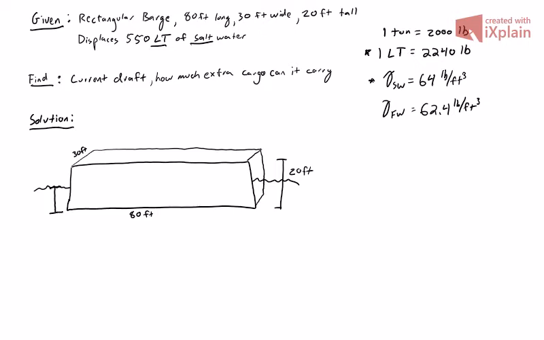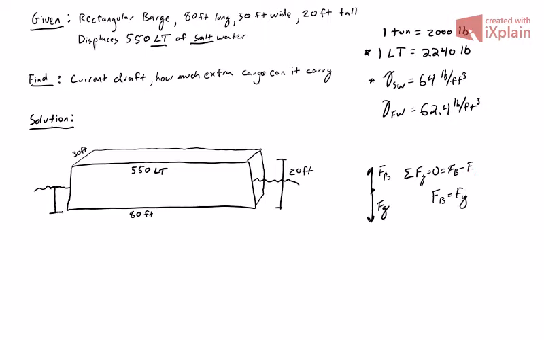And we also know that this barge is 550 long tons, or that it displaces 550 long tons of salt water. So what that means is we have a barge and we know that it's floating. Therefore, in the vertical direction, the forces acting on it are the force of buoyancy and the force of gravity. And that's it. So if we go back to our statics, the sum of the forces in the y direction is equal to 0, and that's equal to the force of buoyancy minus the force of gravity. Therefore, the force of buoyancy is equal to the force of gravity.